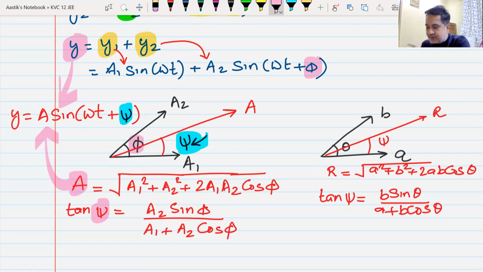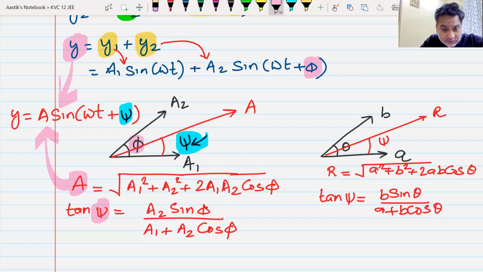And I've done it beautifully with the help of vectors and maths. Otherwise, by physics, it was very difficult to do. This is how I've added the two waves, and this principle is known as superposition of two waves. Whenever two waves are traveling in the same medium, the resultant displacement is the sum of the displacements produced by the waves. This is the principle of superposition of waves. Do we understand this?